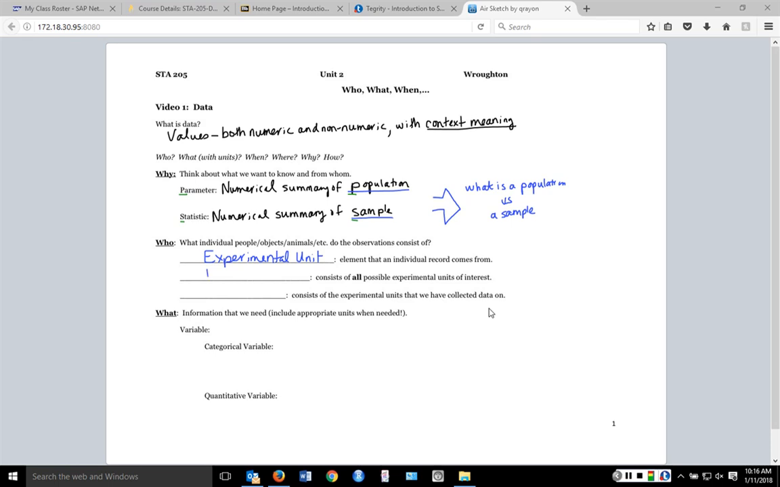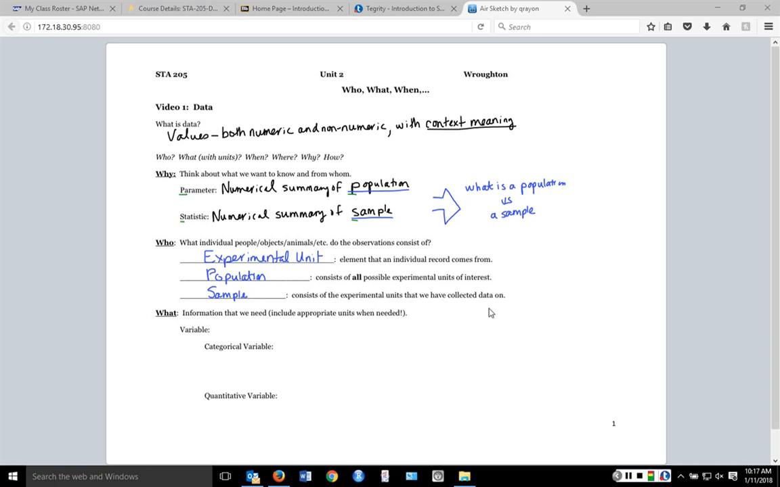The population consists of all possible experimental units of interest, whereas a sample consists of those that we've actually collected the data on. So the population is the entire group I want to know about. The sample is the ones that I just collect data on.